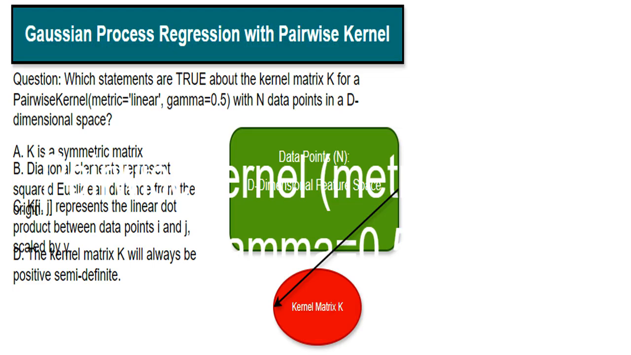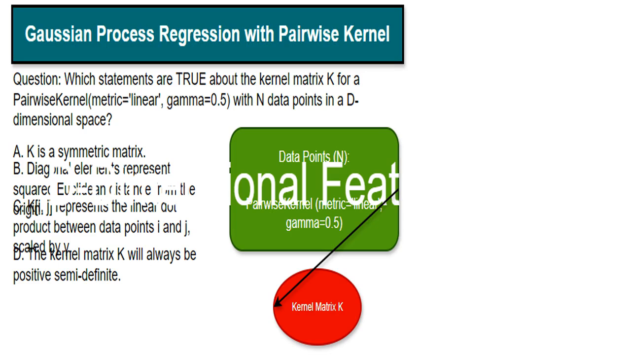I'm using scikit-learn's PairwiseKernel to create a kernel matrix. The linear metric setting tells the function to use the dot product for calculating pairwise similarities between data points. The gamma parameter scales down this dot product by half. My data points live in a space with d dimensions, meaning each data point is described by d features or attributes. For example, if I'm looking at images, d could represent the number of pixels.